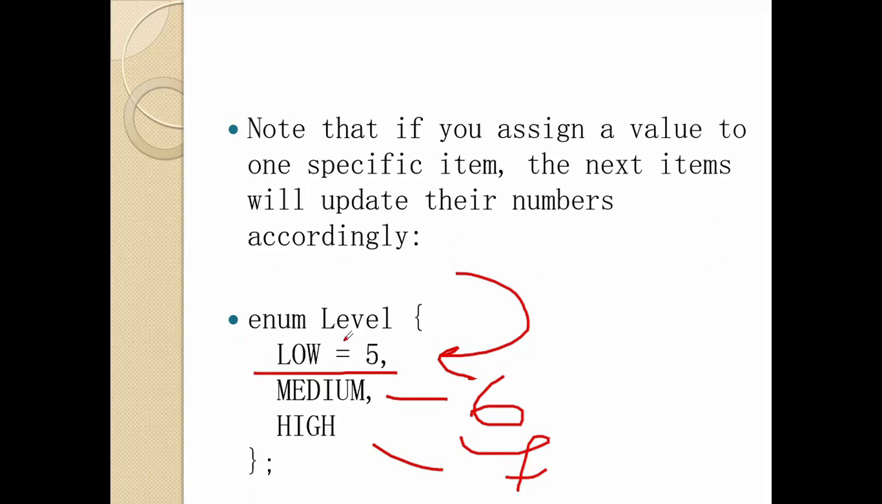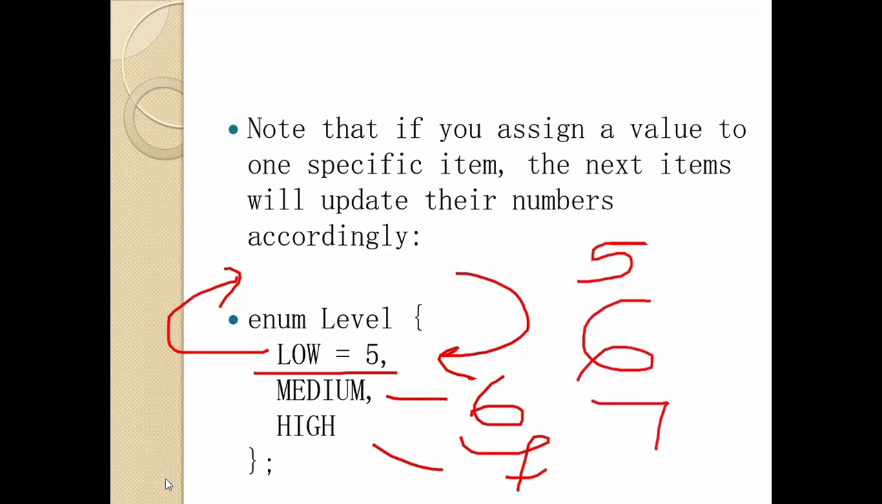And we might also use it that if we try to print low, it would print 5. If we try to print medium, it would print 6. And if we try to print high, then it would print 7. So this is how we need to understand.